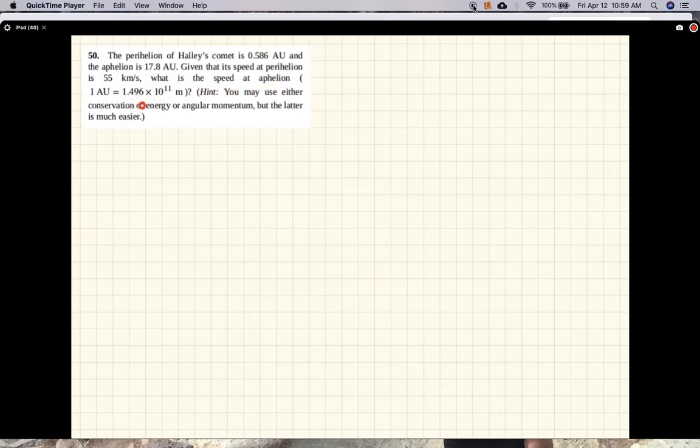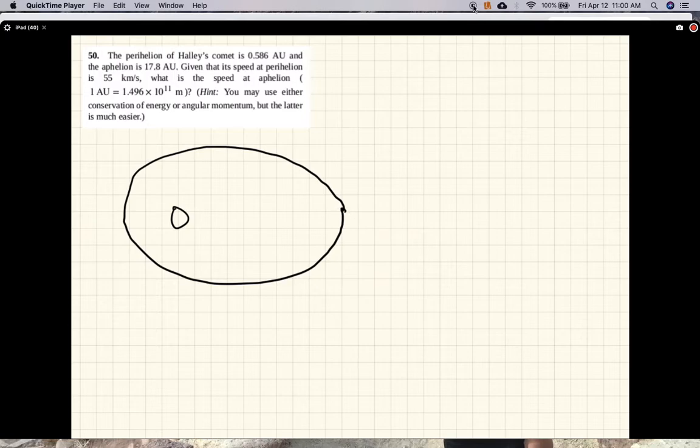And so here's AU in meters, like I said, roughly 100 million miles. What we are seeing is you may use either conservation of energy or angular momentum. So we'll use conservation of angular momentum as suggested. Here's the sun, and here's Halley's comet.